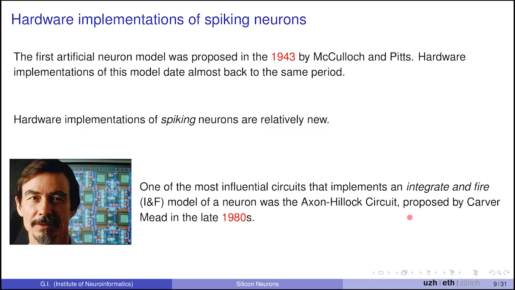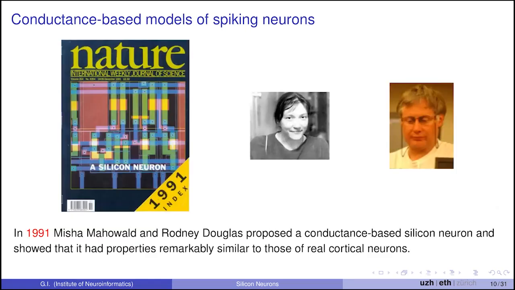So they called it the axon hillock circuit. We will see it, it's relatively simple. And it was proposed by Carver and his students in the late 80s. This was the simplified integrate-and-fire version.